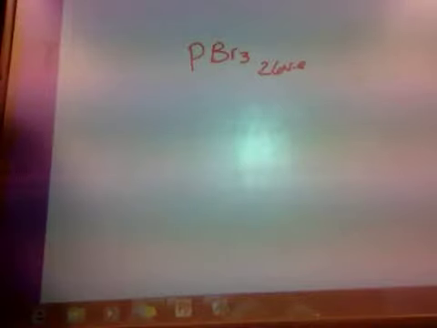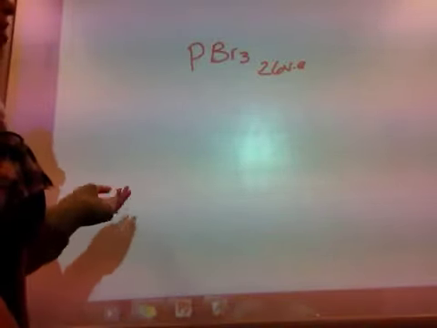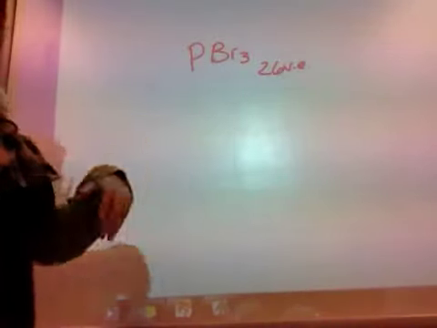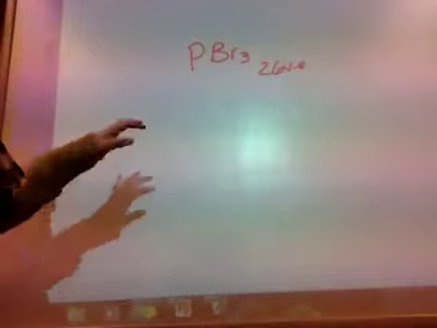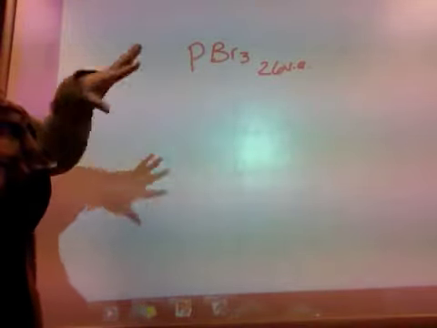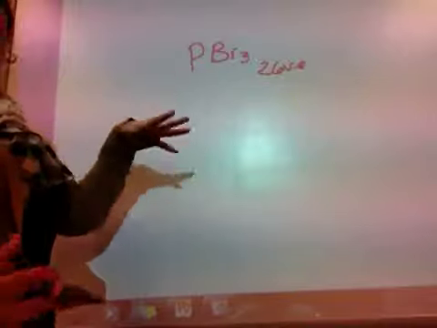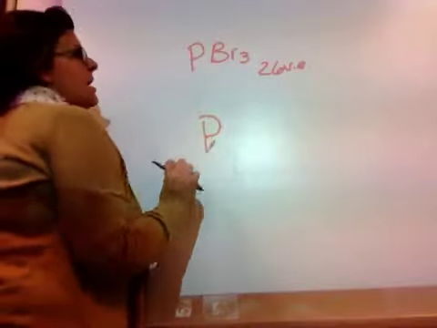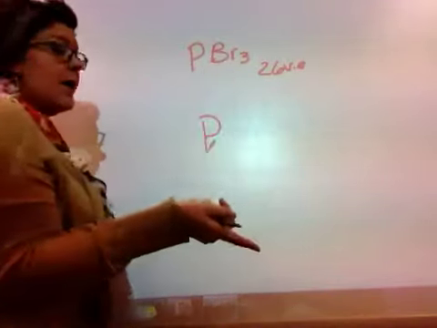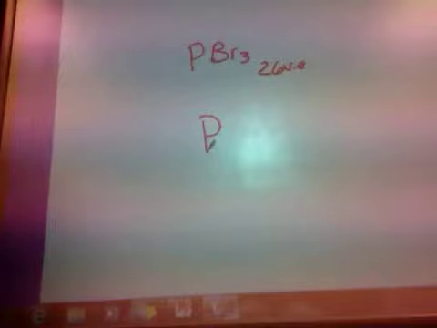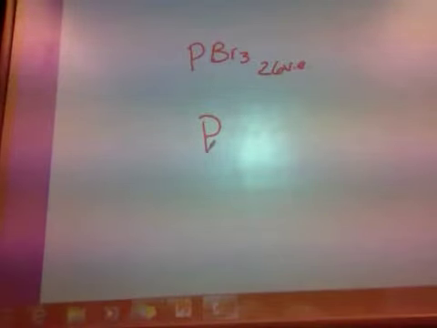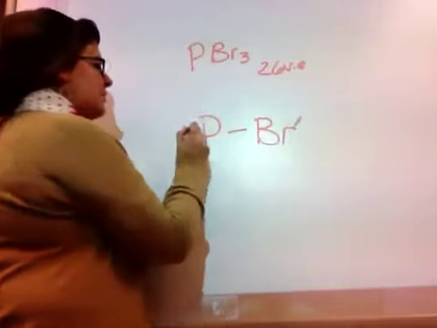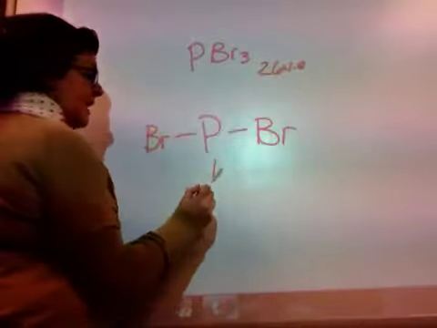The next step is to make some type of skeletal structural model, and we need to pick out a central atom. I know that phosphorus is less electronegative than bromine, so phosphorus is going to go in the middle. It will be our central atom. That means the bromines are going to be the surrounding atoms, and yesterday we said that surrounding atoms have another name: those are ligands.